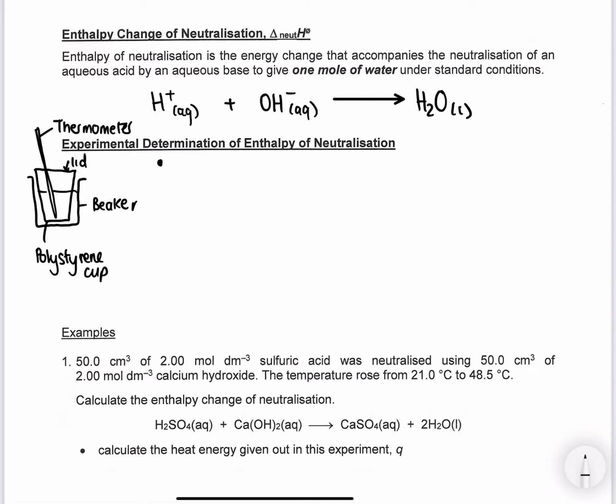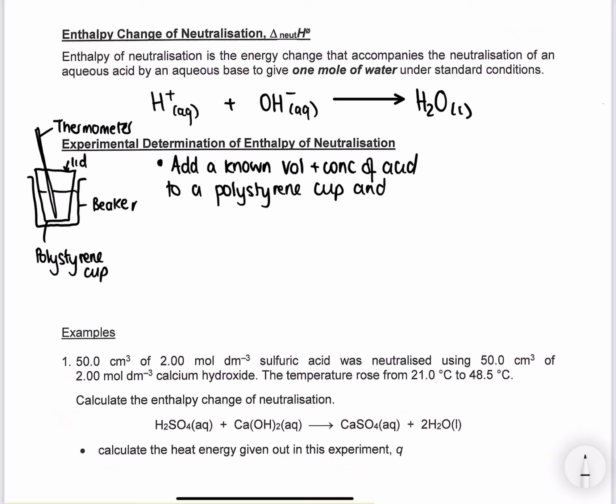We're going to put in one of our two, and it doesn't really matter which we start with. So we're going to add a known volume and concentration of acid to a polystyrene cup and record its temperature every minute for 3 minutes. That allows us to get a line of best fit through those points.